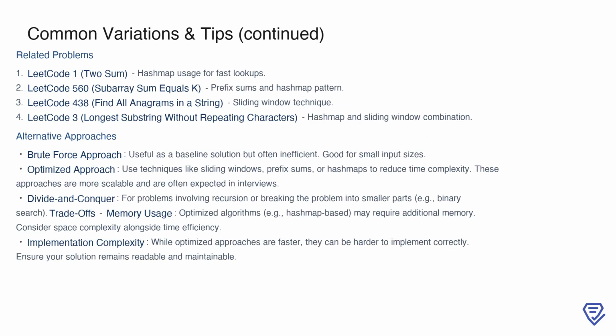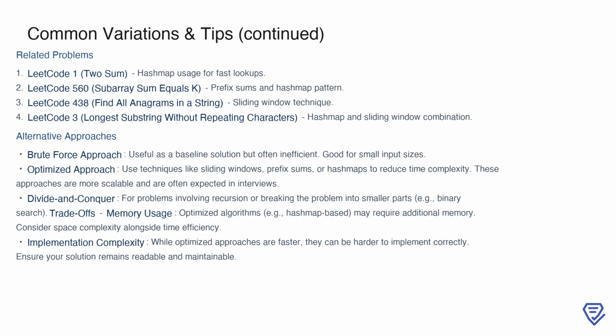There are several related problems that can help you deepen your understanding of common techniques. For instance, LeetCode 1, also known as the two-sum problem, demonstrates the use of hash maps for fast lookups. LeetCode 560, subarray sum equals k, explores the prefix sum and hash map pattern, while LeetCode 438, find all anagrams in a string, is an excellent example of the sliding window technique. LeetCode 3, longest substring without repeating characters, combines hash maps and sliding windows in an elegant way.